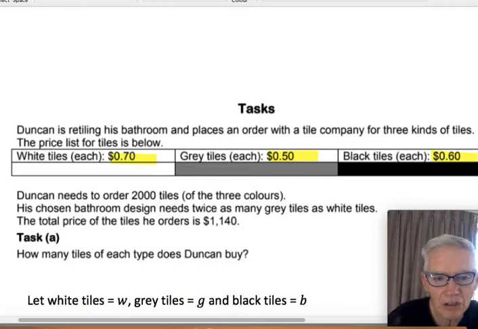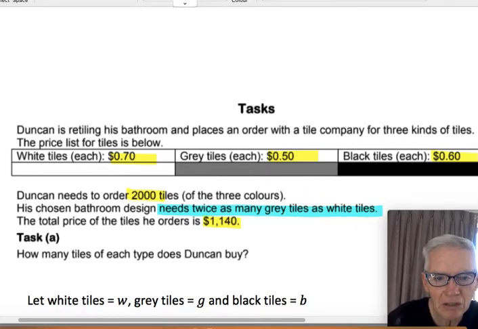Now we're going to look for totals. We need 2,000 tiles. That's a total. And we've got a total here of 1,140. This other one here is a balanced equation. He needs twice as many grey tiles as white tiles. For balanced equations, we're going to do a seesaw.